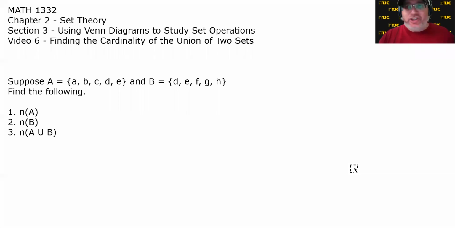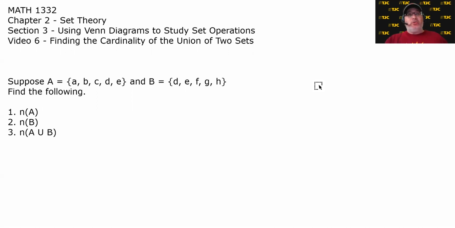Math 1332, Chapter 2, Set Theory, Section 3, Using Venn Diagrams to Study Set Operations, Video 6, Finding the Cardinality of the Union of Two Sets. This will be the last video in this section, and it'll bring to the surface a pretty, maybe not intuitive formula, but once you see it in action, it might actually be fairly intuitive. And it involves, as the title states, finding the cardinality of the union of two sets.